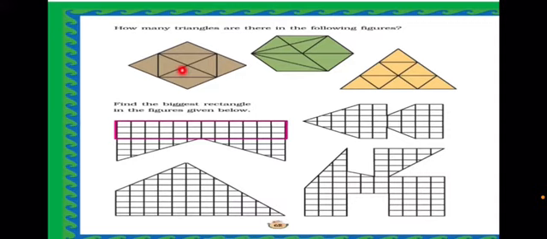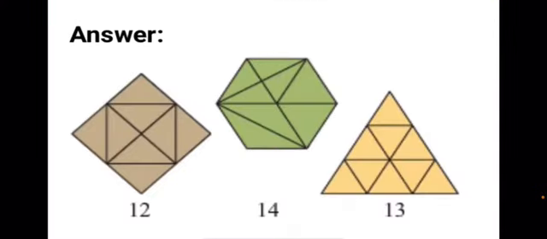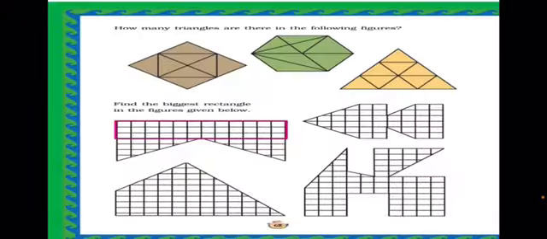So we need to count the hidden triangles as well. So yes, our answer is correct and we have got 12 triangles. So the triangles which are visible, not only those triangles but those triangles which are not visible, even that we need to count. Now let's start with the second picture.